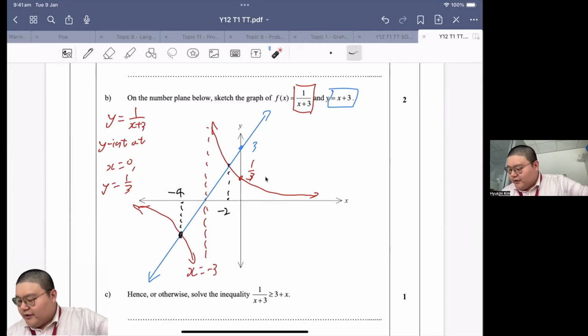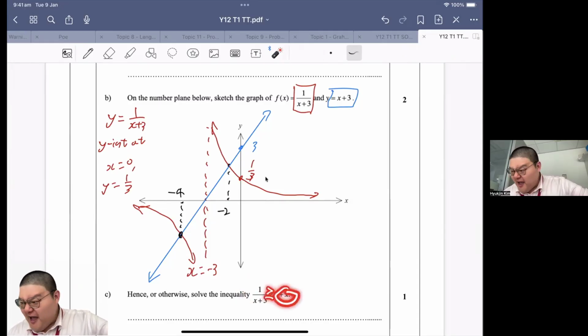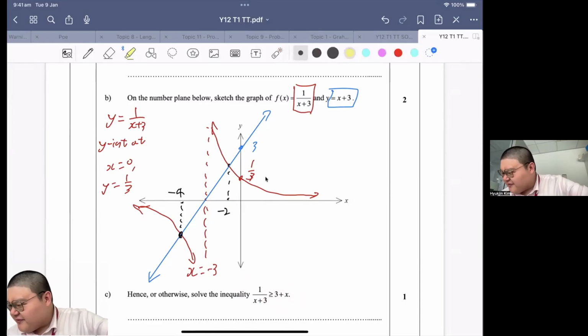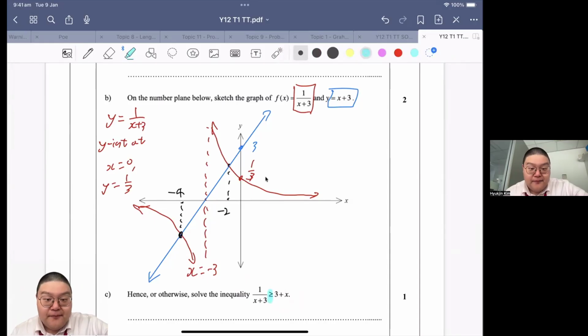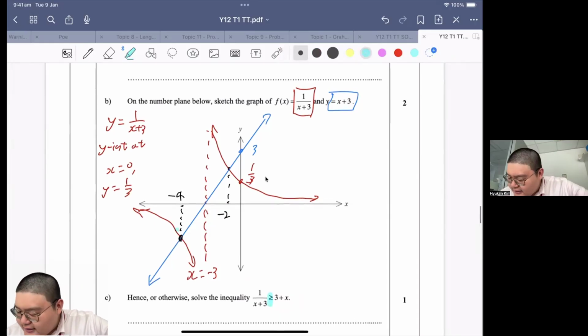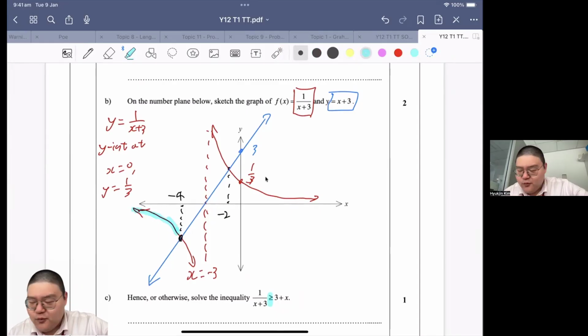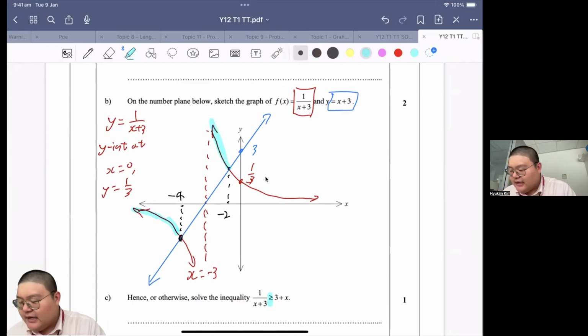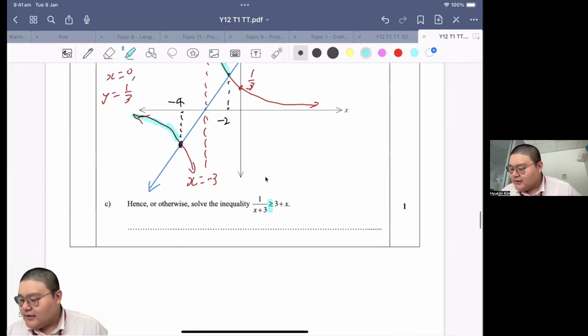Hence or otherwise, solve the inequality. This is greater or equal to the linear. How tricky is this? This is a very tricky one. The hyperbola is greater or equal to the linear. Where is that? I see that the red line is above the blue one here. That's good. And where else is this? Right over here. It says greater or equal to, so we could include the points of intersection. That's fine.